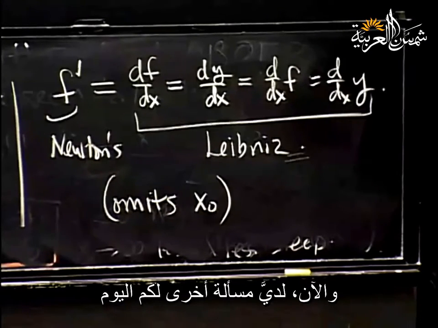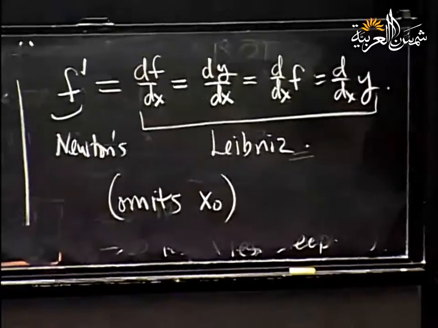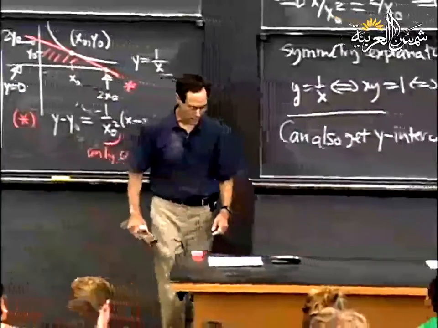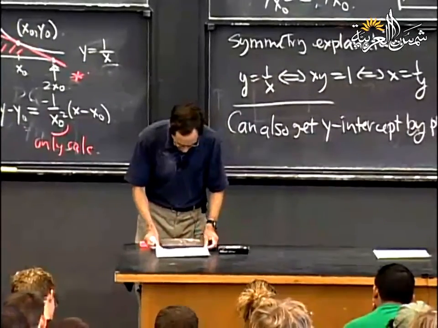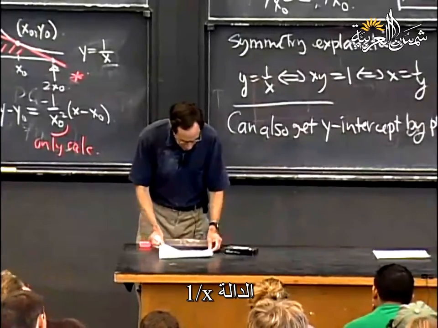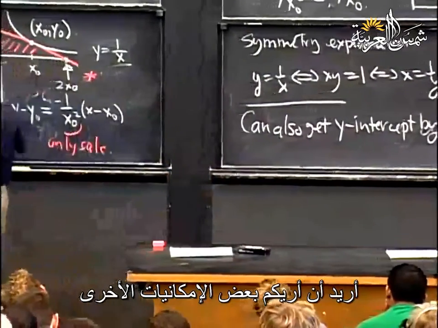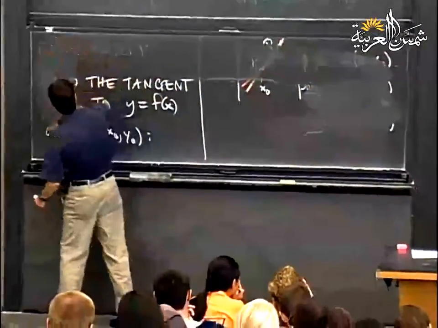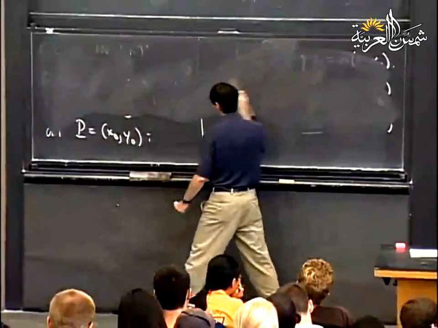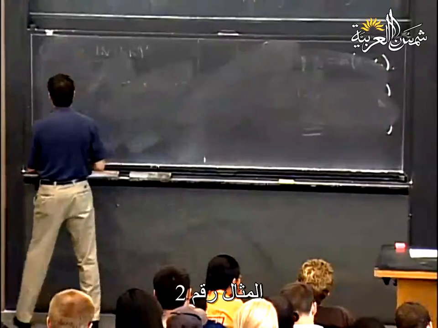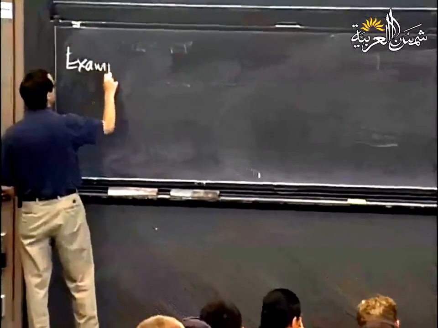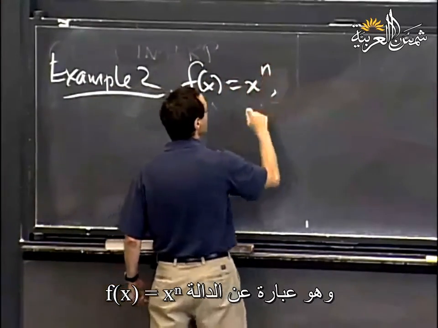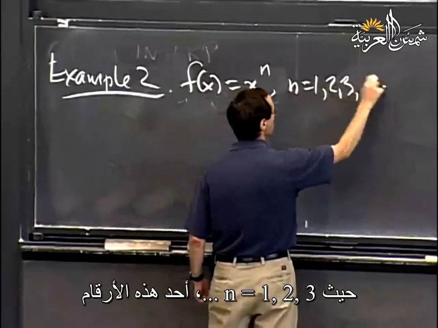So now I have one more calculation for you today. I carried out this calculation of the derivative of the function 1 over x. I want to take care of some other powers. So let's do that. So example 2 is going to be the function f of x is x to the n, n equals 1, 2, 3, one of these guys.